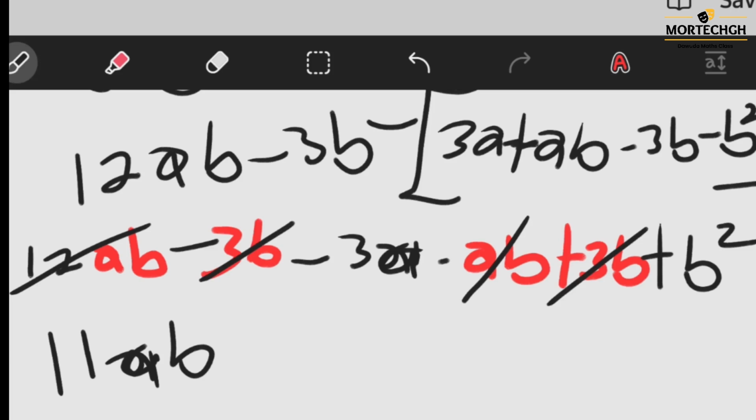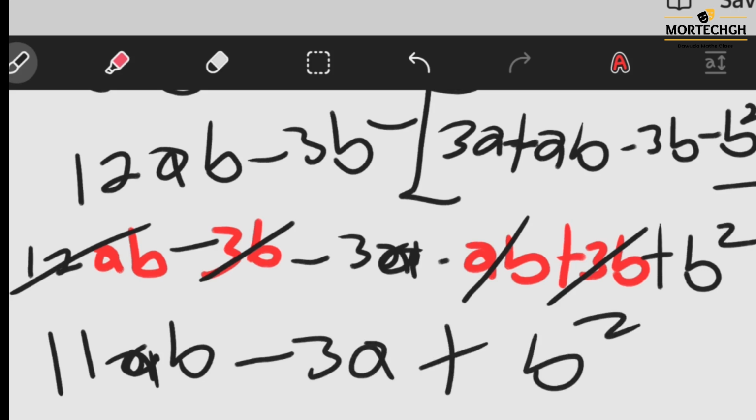Now we also have minus 3a, and we have b squared. So we are now left with minus 3a plus b squared. And that is our final answer: 11ab minus 3a plus b squared. That is our final answer.